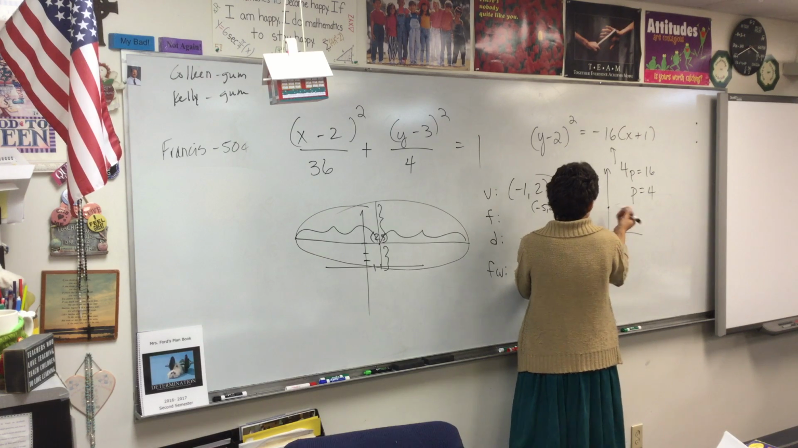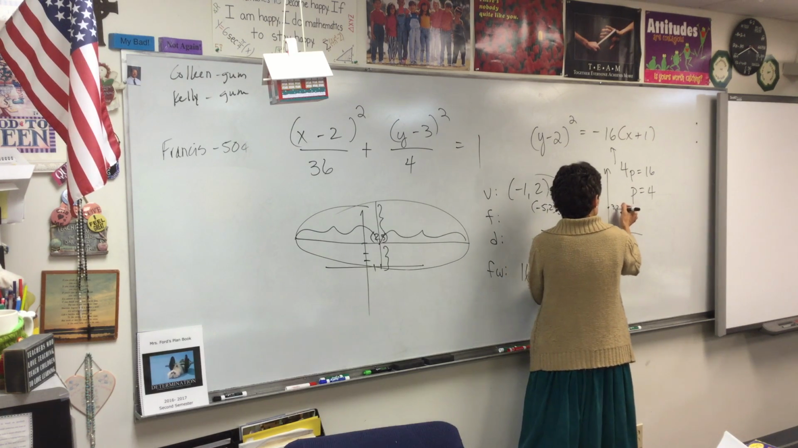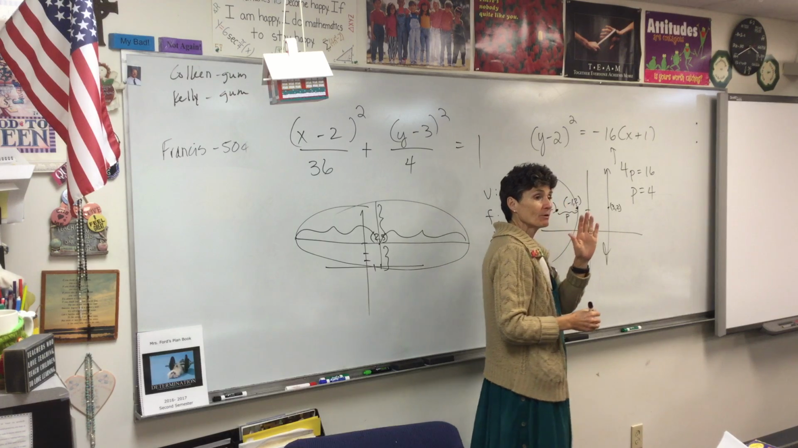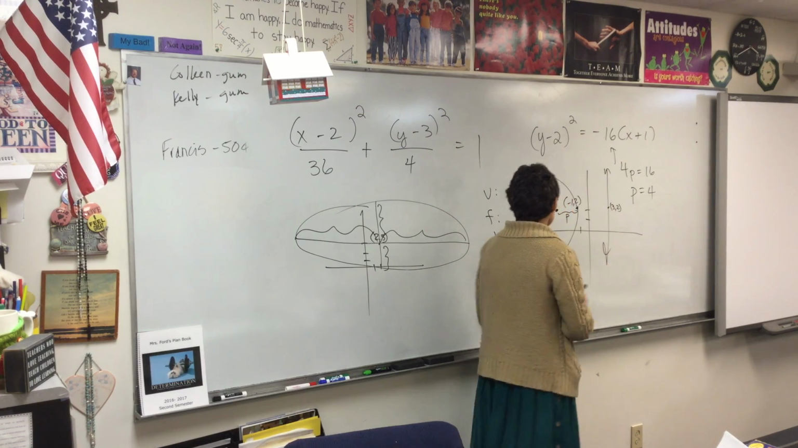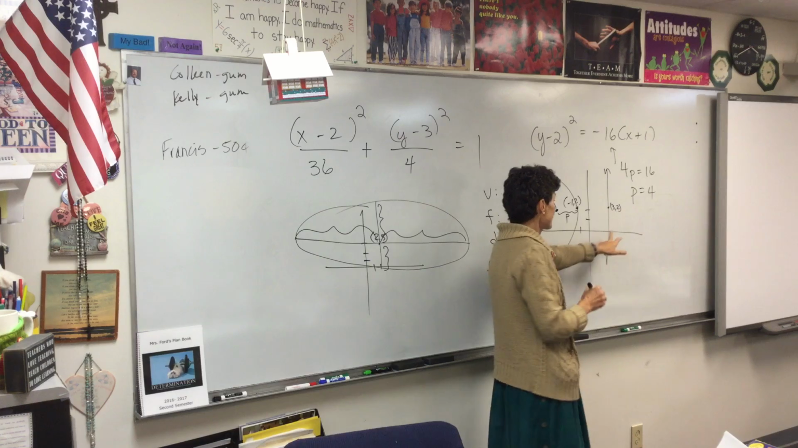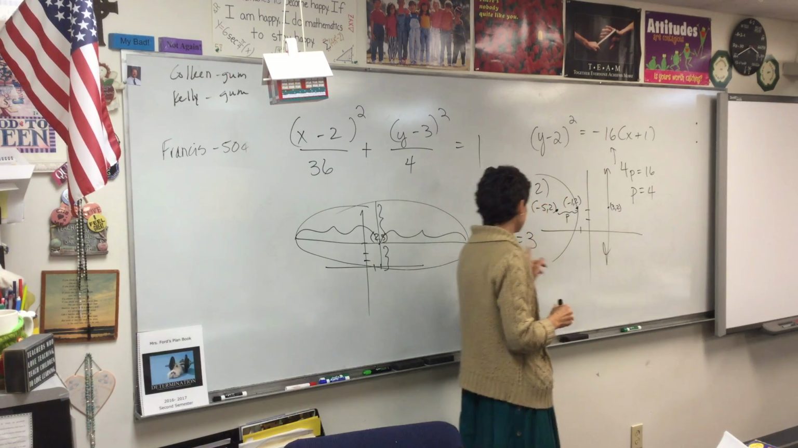And some of you say, okay, if you go forward 4, that's the point 3, 2. But remember, that's a line. It crosses the x-axis at 3. So this is the line x equals 3.